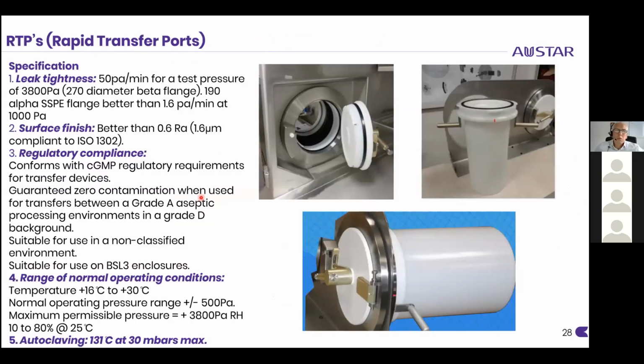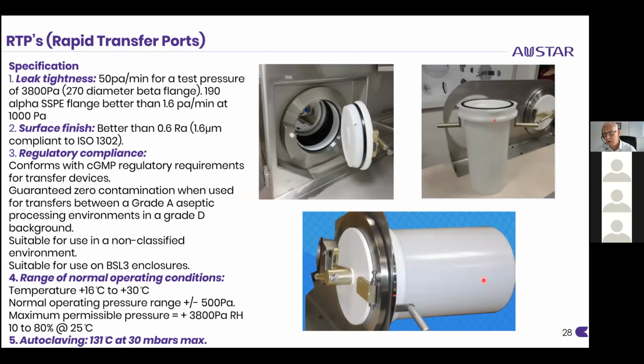So a quick description of a rapid transfer port, and the next slide does actually show that. It's basically a door within an isolator. When that door's closed, the docking system cannot be used. This is the alpha of the port. This is the beta of the port. Those two lock together. That door can only be opened when that part is in there.